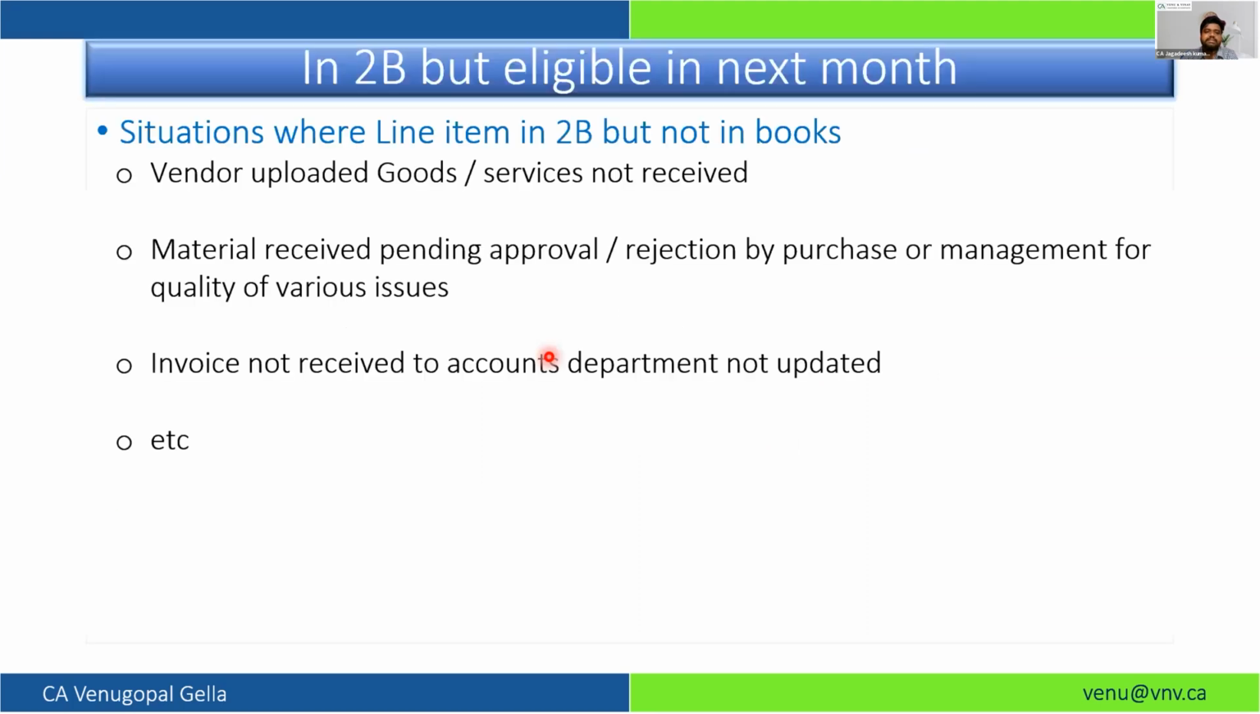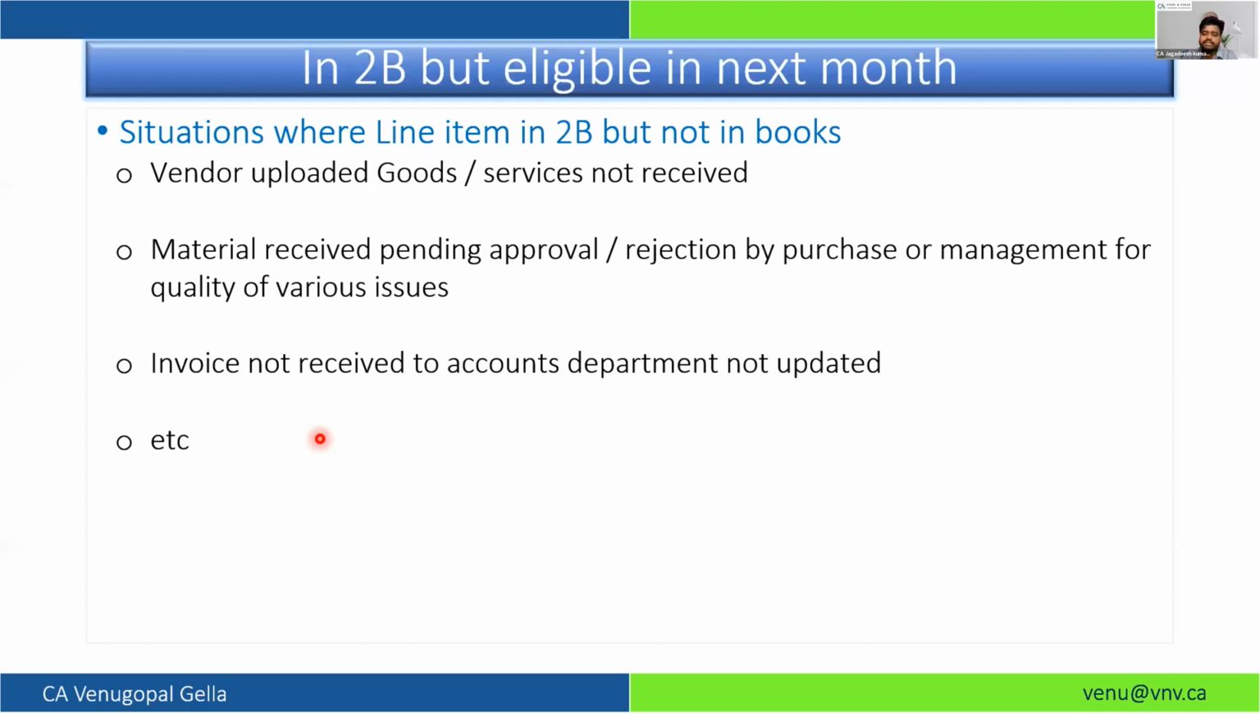Handling of temporary credits. See, a situation where the line item in 2B, where my credit is reflecting in 2B, but I have not accounted it in books. Why have I not accounted it in books? Because I have not received my goods, or my QC team has not approved the inwards, or I have not received the invoice, or else the accountant has not accounted it in the books of account. There may be several cases for not accounting in the books of account. In that case, I am not eligible. I will not take the credit in the current period.